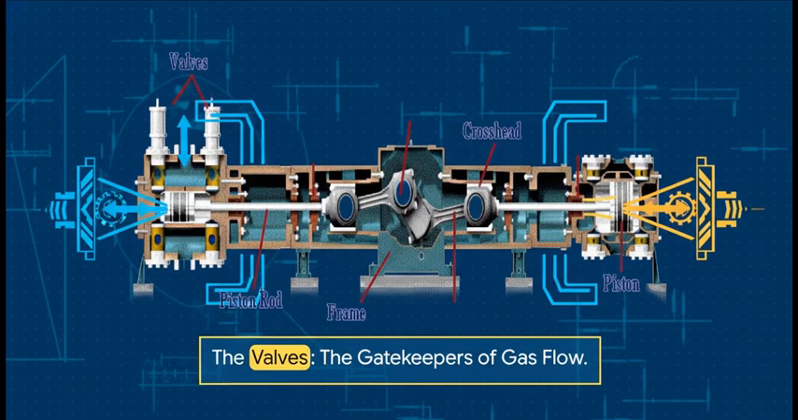So how does the gas get in and out of there? Well, that is the job of the valves. You can think of them as the gatekeepers. You've got an intake valve to let the gas in and an outlet or discharge valve to let the now high-pressure gas out. These things are absolutely critical for controlling the entire process.